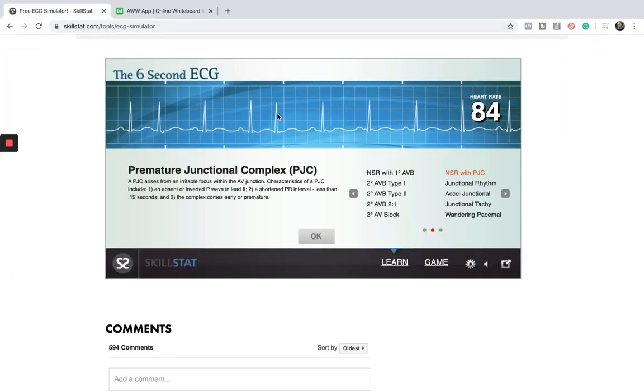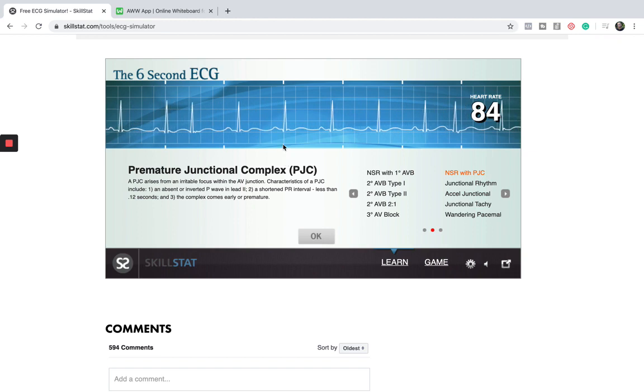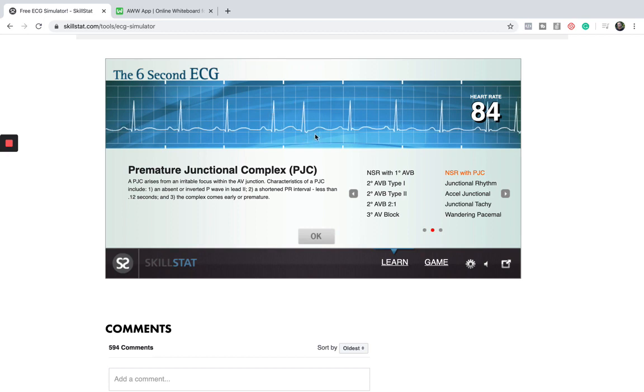So here we go. Junctional. So watch the PJC. P wave. So normal sinus. P, QRST. P, QRST. P, QRST. P, QRST. P, QRST. Whoa. Where's the P wave? This is the T wave, baby. See how it comes in early? Look, R to R, R to R, R to R. Whoa, what's going on here? No P wave. It's flat, junctional.